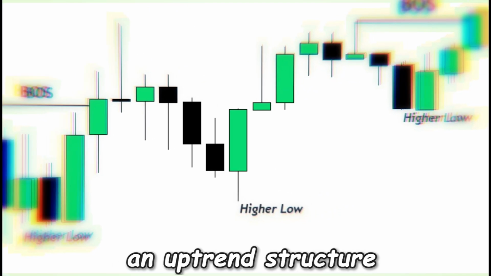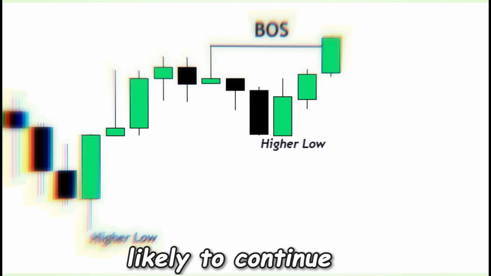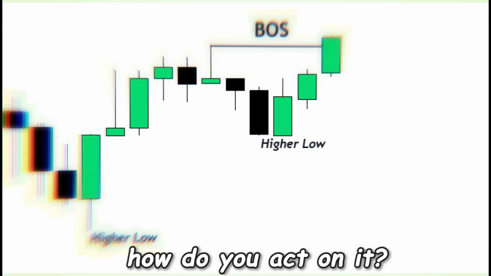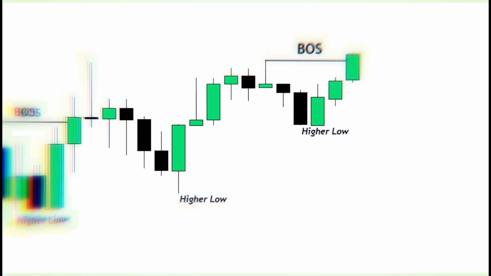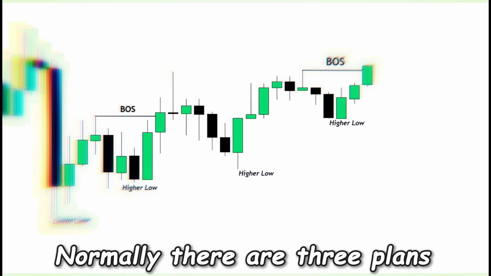When you spot an uptrend structure, a powerful signal that the trend is likely to continue, how do you act on it? What's your game plan to turn this insight into profitable trade executions? Let me tell you, normally there are three plans.